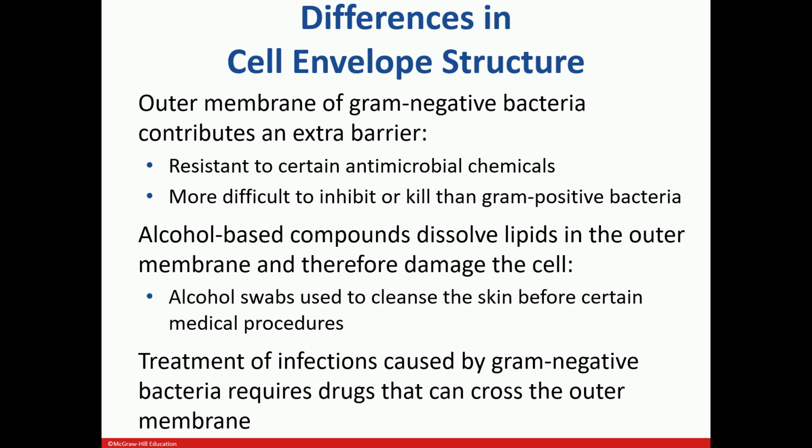Okay, we have already discussed the difference in the cell envelope of gram-positive and gram-negative bacteria. So the outer membrane of the gram-negative bacteria, which is extra in them and gram-positive don't have it, acts as a great barrier, and because of that, these bacteria are more resistant to antimicrobial chemicals. Okay, so it's more difficult to kill the gram-negative bacteria as compared to gram-positive bacteria.